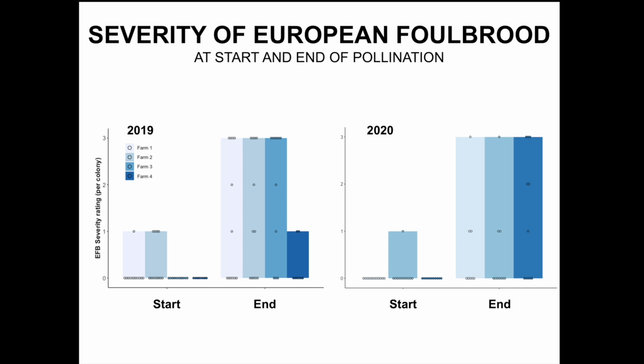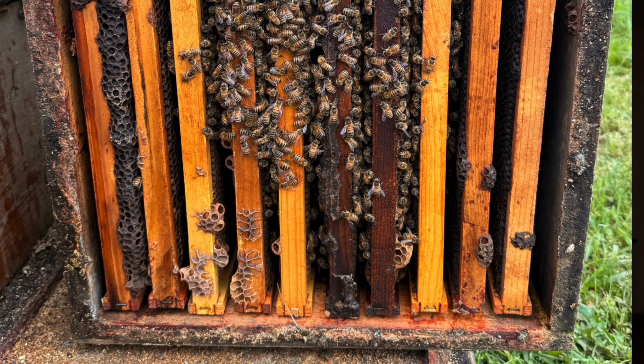Only 1 colony had EFB at the beginning of blueberries in April, but by the time they left, only very few of them still were disease-free. Most of them erupted with a disease. And it has an impact.